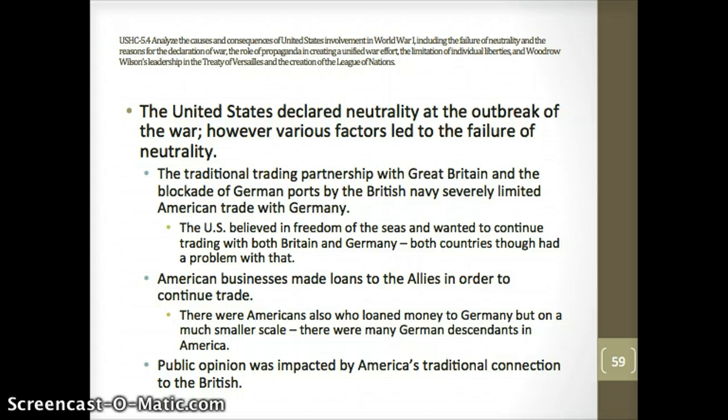And because we want to keep bringing in that money. And also, public opinion is generally on the British side, since we've always had this traditional connection with the British. We see the British as the good guys and the Germans as the bad guys, even though there are a lot of German immigrants in the United States, which is going to cause some problems.